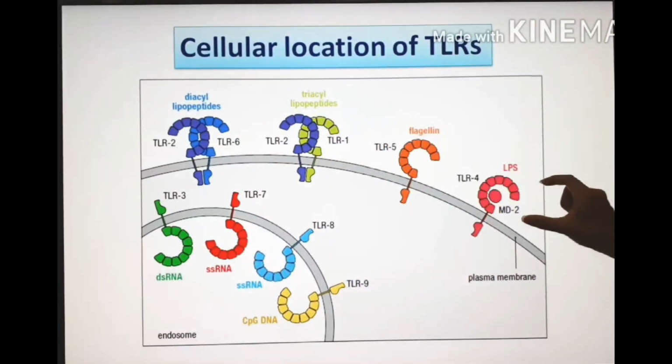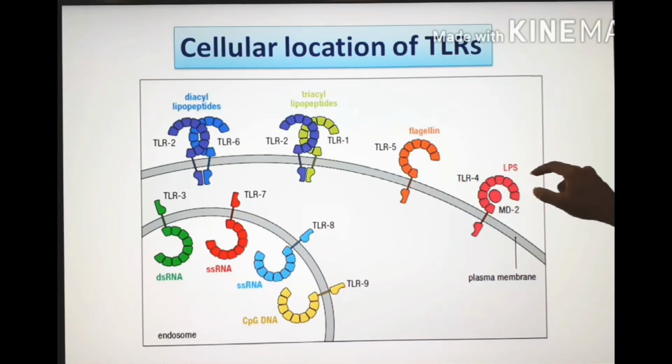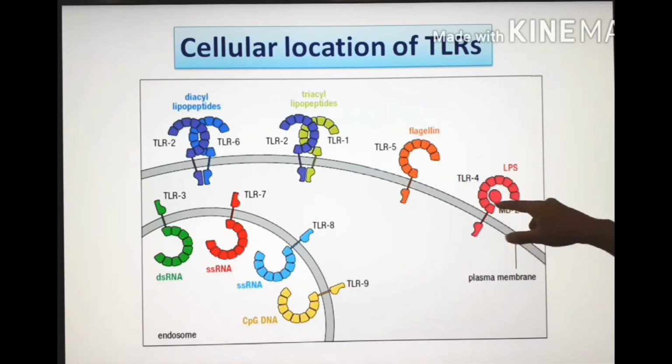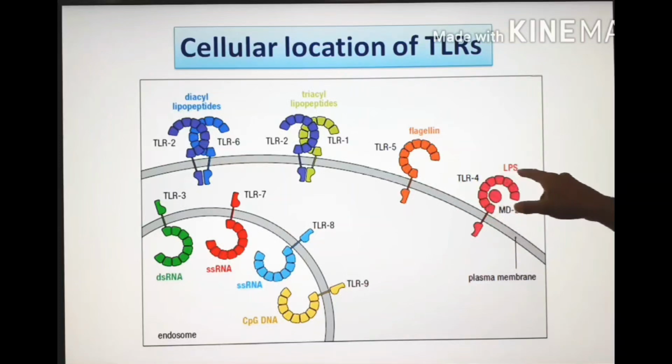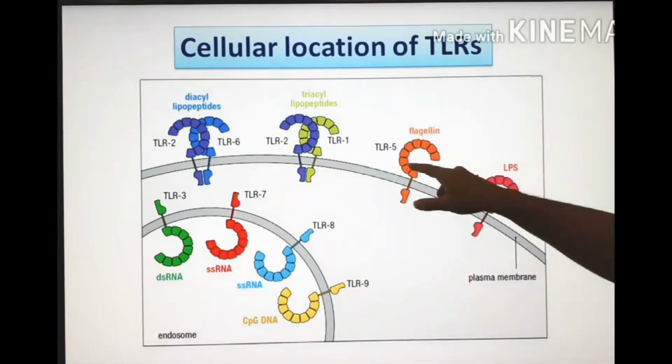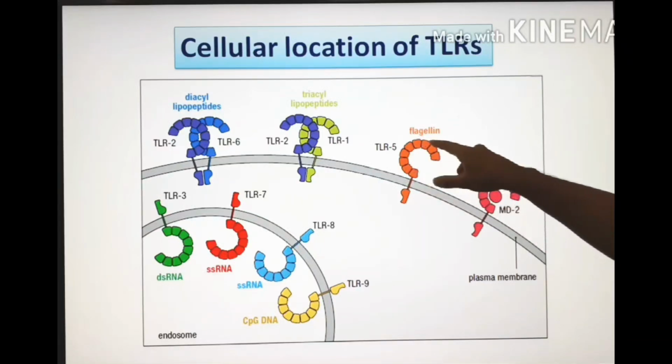Now TLR4 can bind with a very important component of bacteria called lipopolysaccharide. It is also known as endotoxin. It is present in gram-negative bacteria. So toll-like receptor 4 forms a homodimer, TLR4 and TLR4, that can bind and recognize LPS. LPS is one example of a PAMP. TLR5 forms a homodimer and can bind with flagellin.